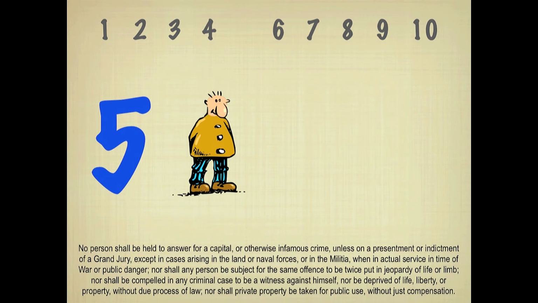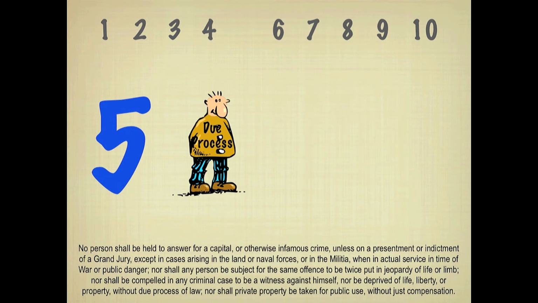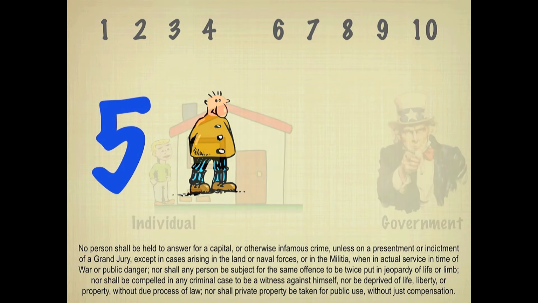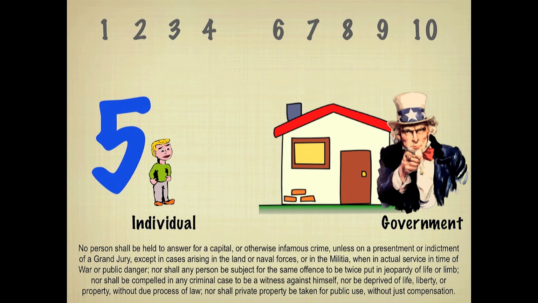It also says that people cannot have their life, liberty, or property taken away without the proper legal procedures being followed. Finally, the Fifth Amendment says that the government can only take away private property for public use, and the government must pay just compensation to the property owner.